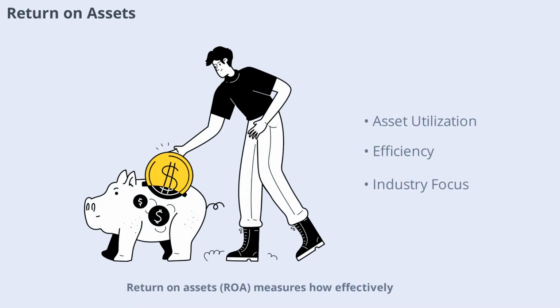Return on assets, ROA, measures how effectively a company uses its assets to generate profit. It's calculated by dividing net income by total assets. A higher ROA means the company is making good use of its resources. This ratio is especially important for asset-heavy industries like manufacturing or transportation. It helps investors see whether management is efficiently deploying the company's assets to produce earnings.